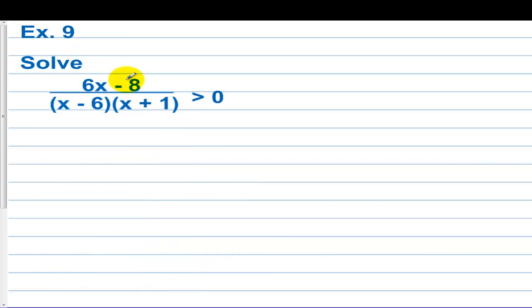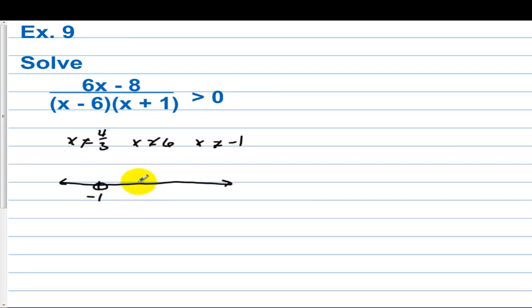Example 9, we have, how about x equals 8 divided by 6 is 4/3. And now, because we don't have the equal to, we cannot include the zeros. And then we can never include what makes the denominator 0. So we can't include -1, we cannot include 6. But the graph can change signs across both vertical asymptotes and across zeros. So we need to include these in our analysis even though we can't actually equal these values. So we have 4/3, -1, 4/3, and we have 6 over here.